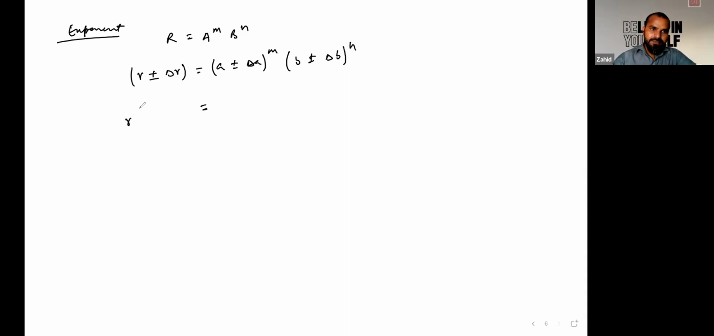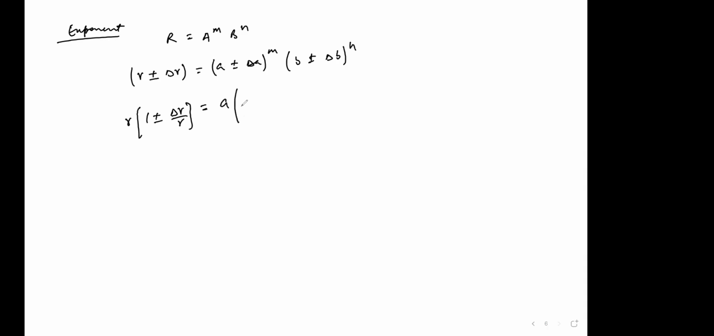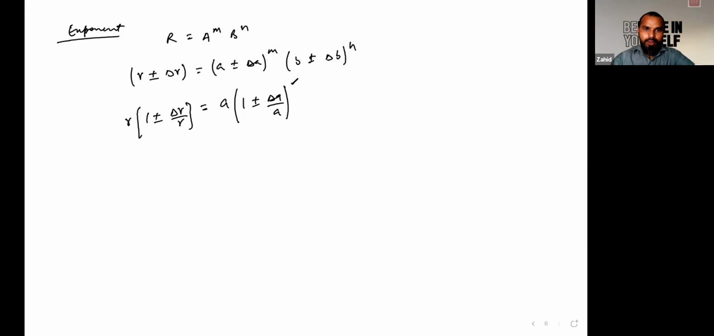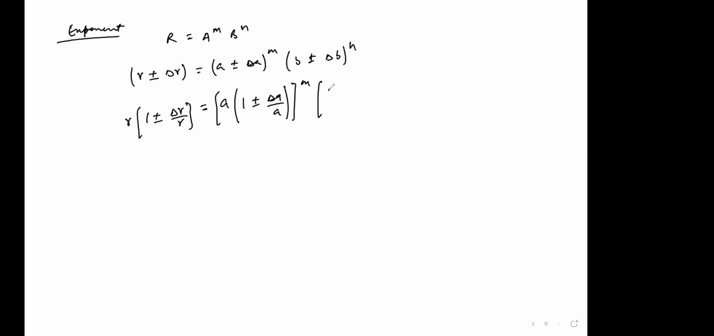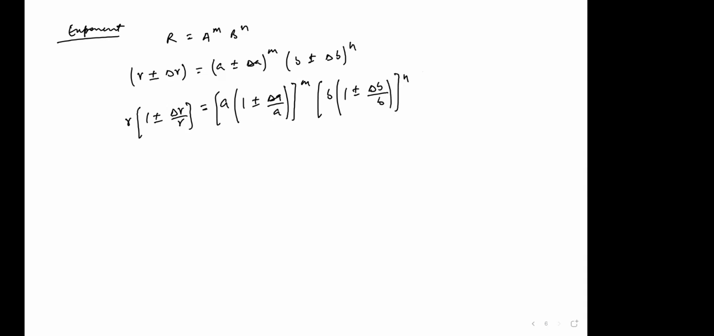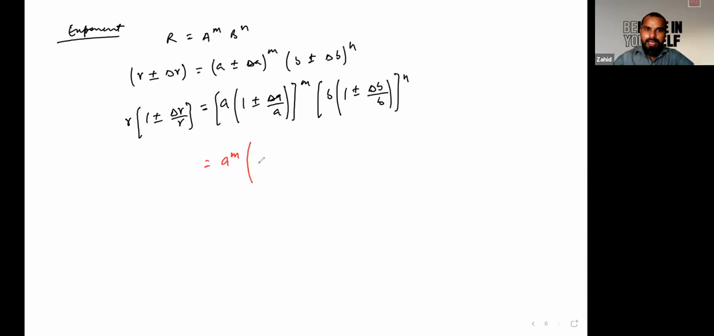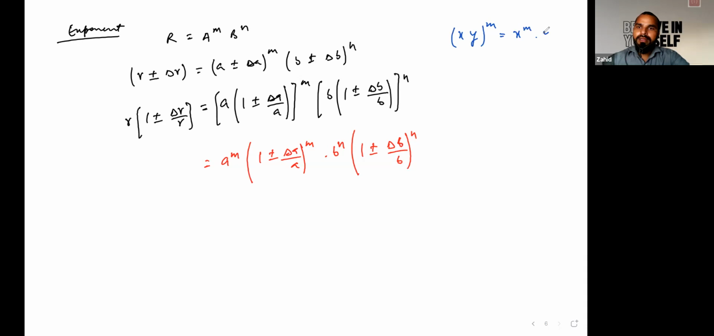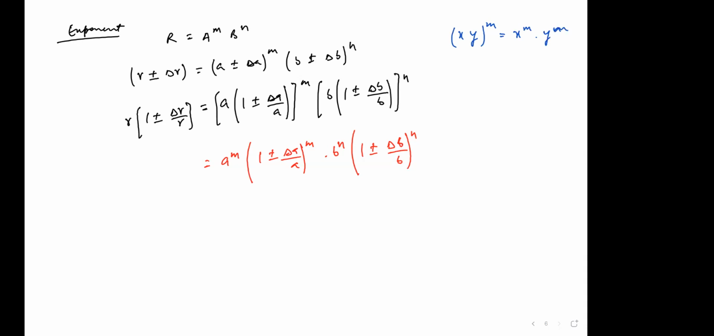Just bring R as common from this part. So it would be R times 1 plus minus delta R over R. If you bring A out, it will be A times 1 plus minus delta A over A, and the whole raised to the power M. For the next part, it will be B times 1 plus minus delta B over B, whole raised to the power N. If you expand this relation, it would be A raised to the power M and 1 plus minus delta A over A to the power M. Similarly, for this part, it would be B raised to the power N and 1 plus minus delta B over B to the power N. Likewise, if you have x times y having the same power, then on expanding, it will be x raised to the power m and y raised to the power m. Okay? Yes, sir.